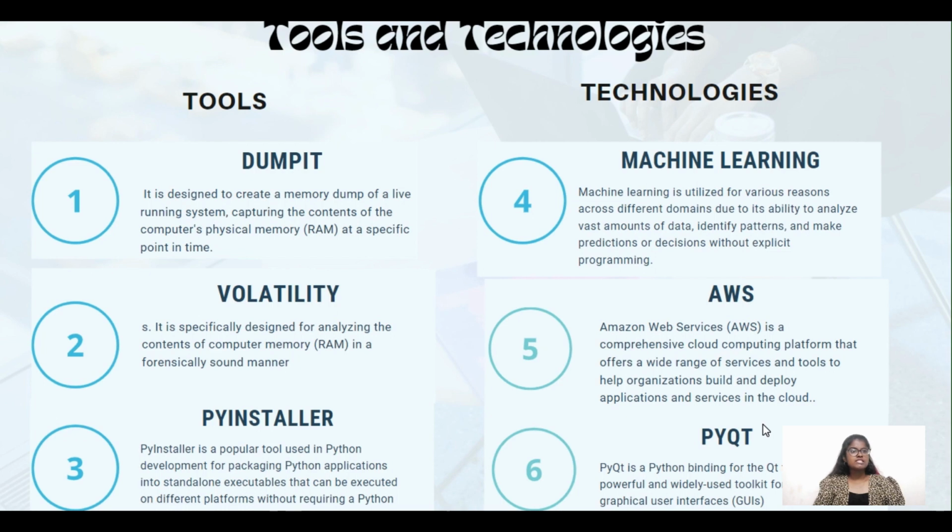And the technologies are machine learning. We use machine learning to analyze the data on an already built-in data set. The next one is AWS. AWS is a cloud computing service which we will be using to build and deploy our apps in the cloud. And the next technology is PyQt, which is used to build the GUI for our application.